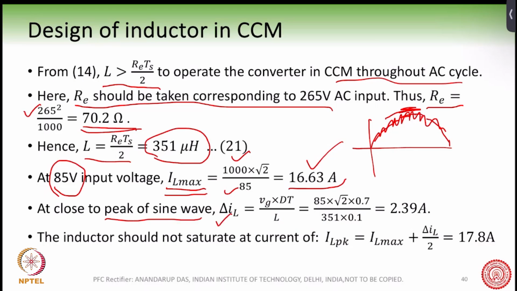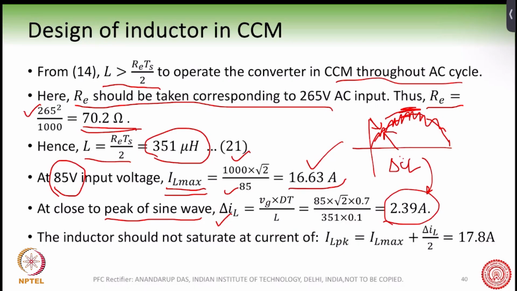So what is the delta IL? Delta IL is this one here. This is the delta IL, the band of the current. Delta IL is Vg into dt by L. We are trying to find out the peak value of the inductor current. If you put these values, you will get 2.39. Okay, 2.39 is the delta IL.